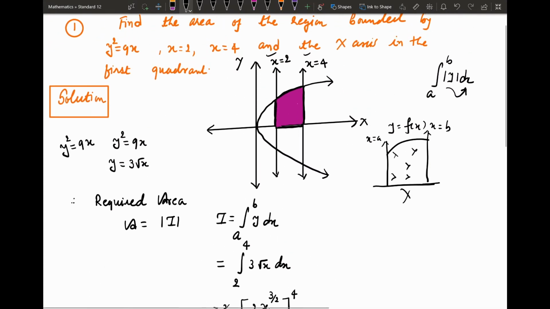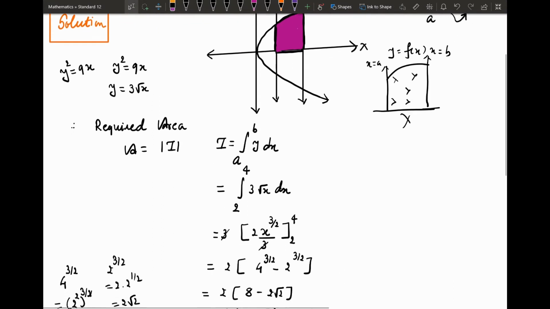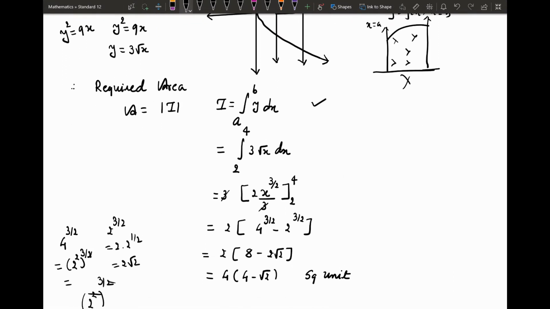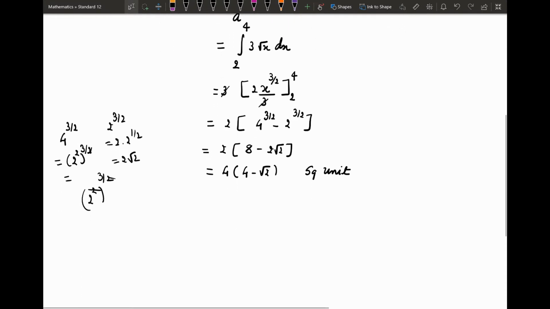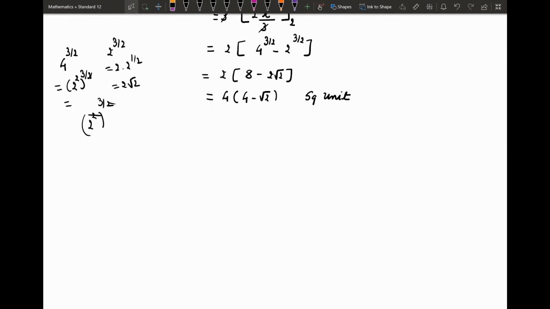So simple formula, integration a to b, limit will be 2 to 4. From the equation of the curve y as a function of x, so from the parabola y square equal to 9x, y equal to plus minus 3 root x, but in first quadrant y is positive, so that's why we have taken the positive square root. So integration a to b y dx, 2 to 4, 3 root x. Now it is an ordinary definite integral, one can integrate it easily. So required area 4 into bracket 4 minus root 2.